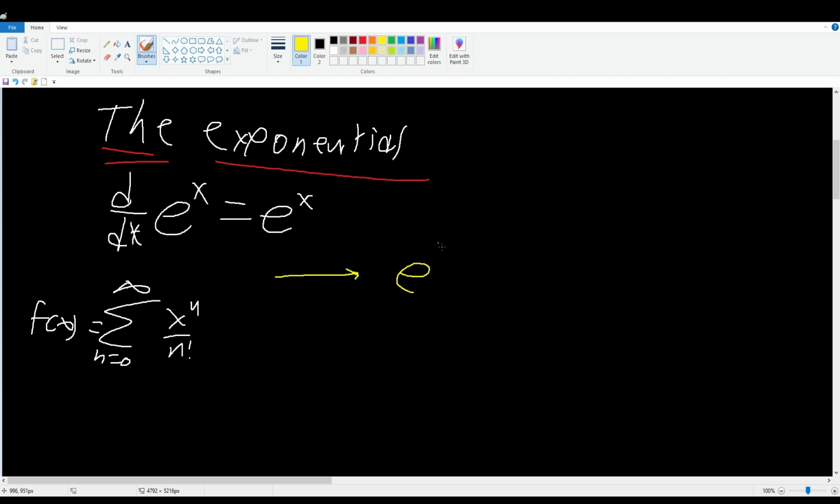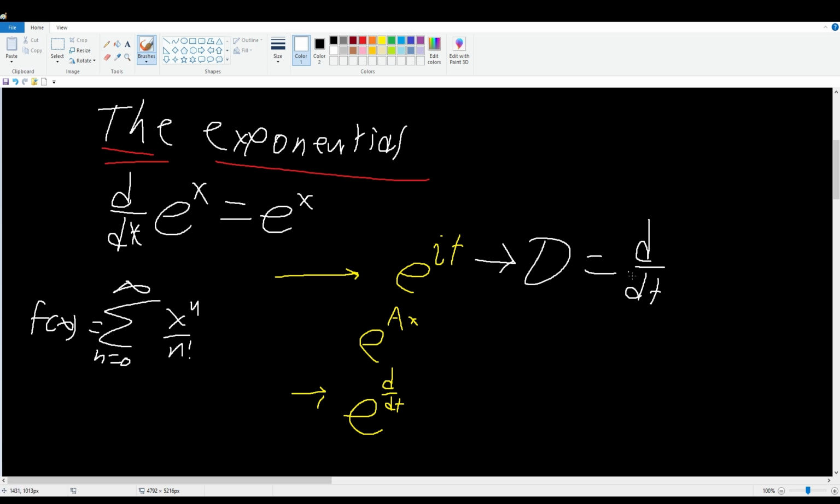But this also lets you compute some funny things. For example, you can plug in e to a complex power, e to a matrix, or, and here's what I'm thinking, e to an operator power, which is where I'm going to introduce the D notation, where the derivative operator is expressed as the letter D. So where does this all come together?